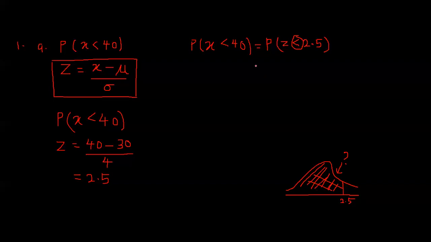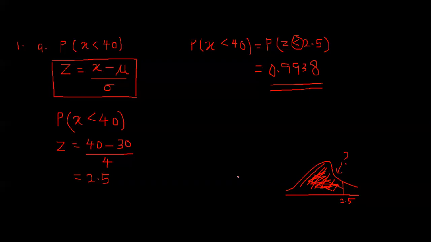So if you refer to the standard normal distribution table for 2.5, you will get 0.9938. Okay, so the Z value here is 0.9938.